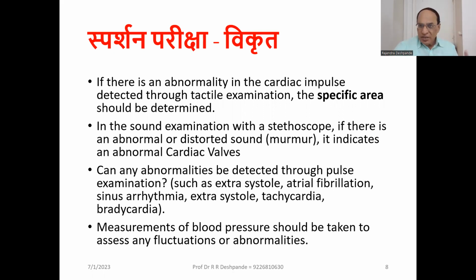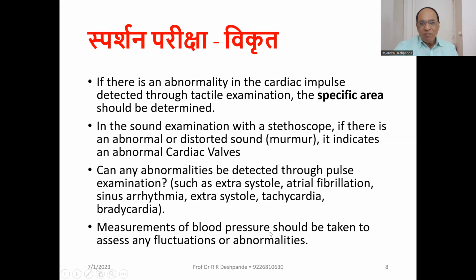In the sound examination, that is auscultation with the stethoscope, is there any abnormal or distorted sound like a murmur? Lub, dub is normal, but lub, dub, lub, dub. In between is a murmur, a very rough sound. It indicates abnormality in the cardiac valves, mitral valve, tricuspid valve and aortic valve. Can any abnormality be detected through the pulse examination? You can detect, even pulse examination can give you the idea about extrasystole, atrial fibrillation, sinus arrhythmia, tachycardia, bradycardia. But of course, that can be very well compared with the ECG also.